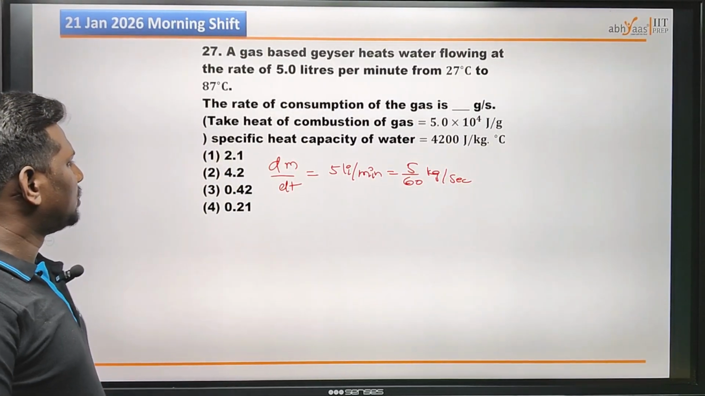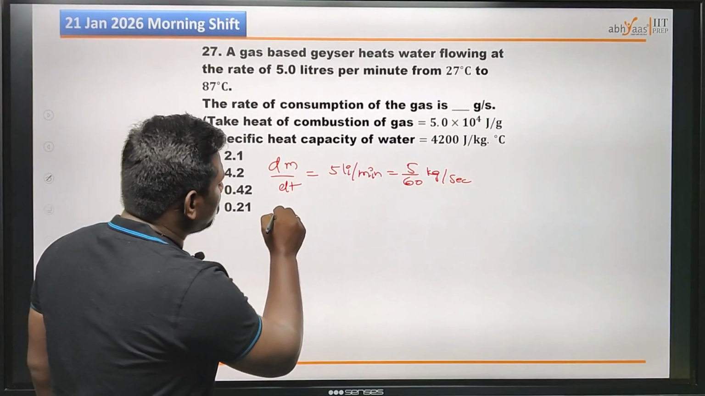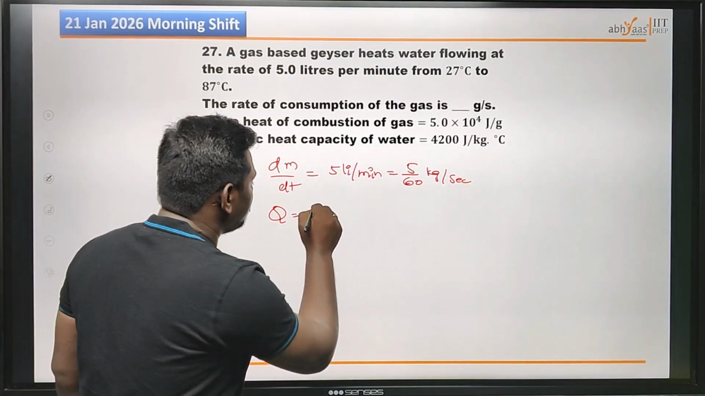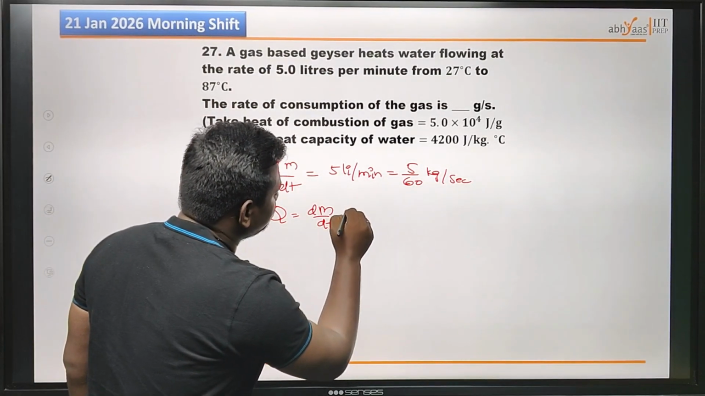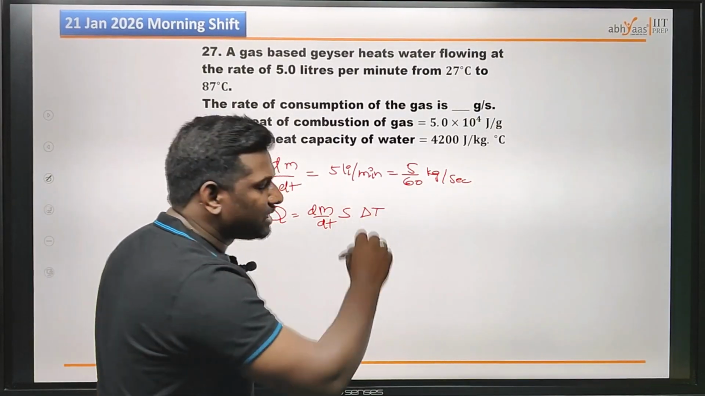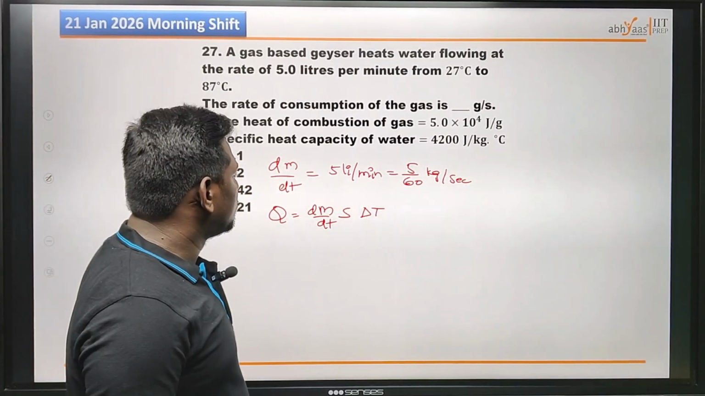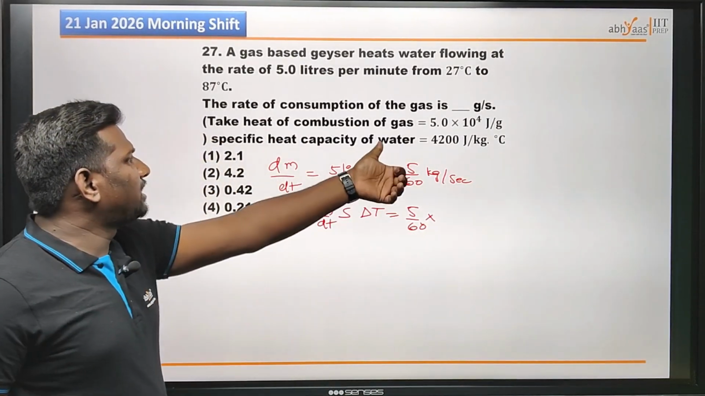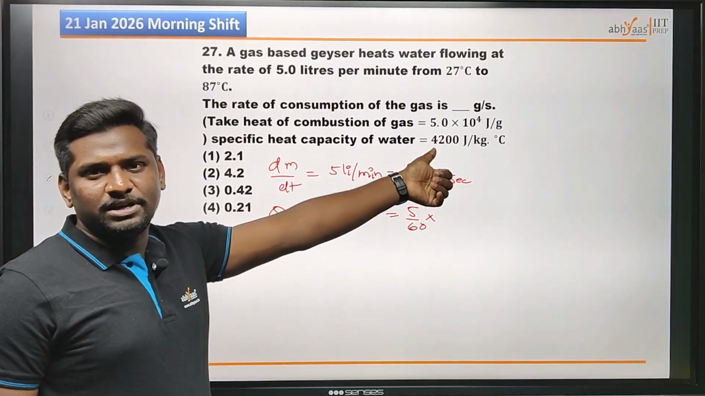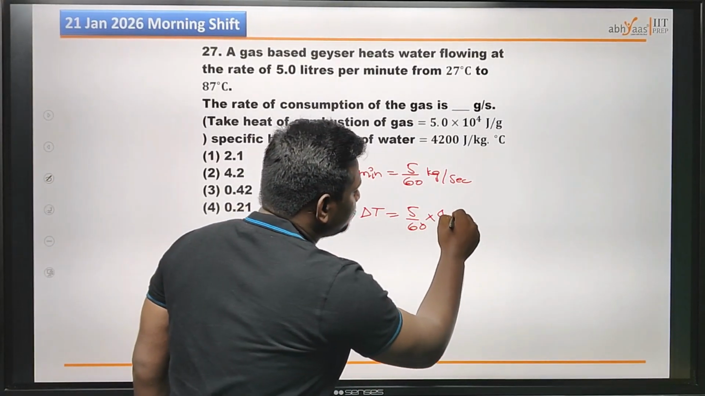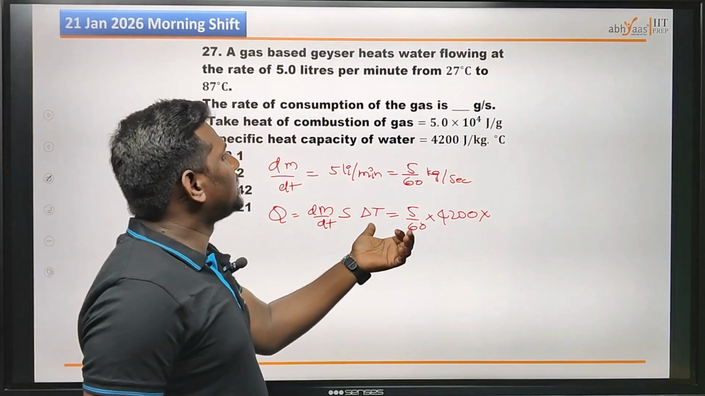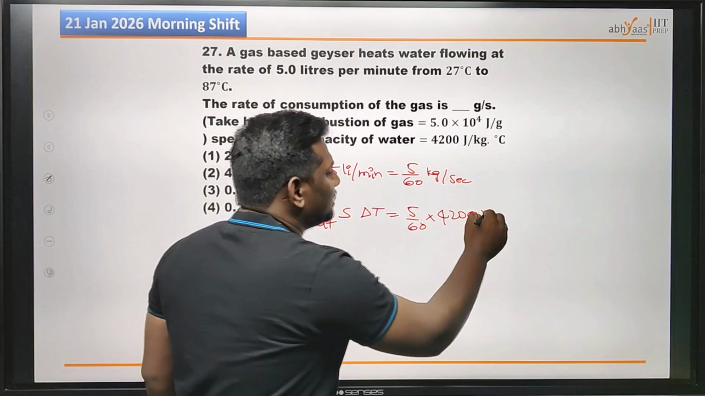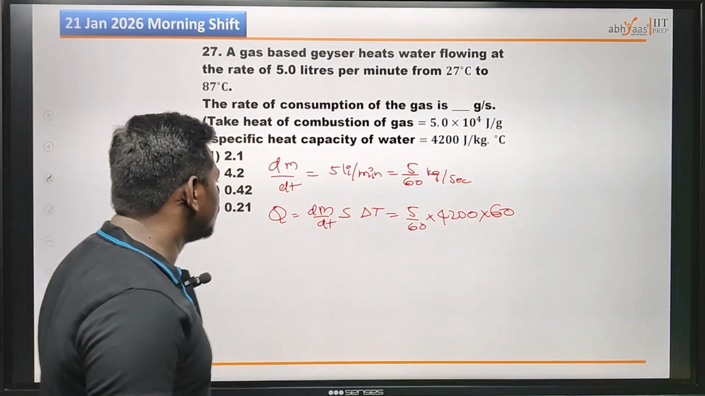Kg per second. So see here, what is the formula for heat? Heat equals m s delta T. So dm by dt times specific heat, and delta T is the change in temperature. So 5 by 60 into the specific heat they have given, 4200, into delta T. What is the change? 87 minus 27, so you get 60. You can cancel it out.